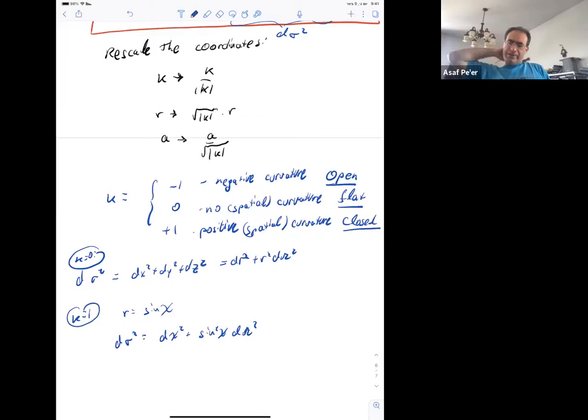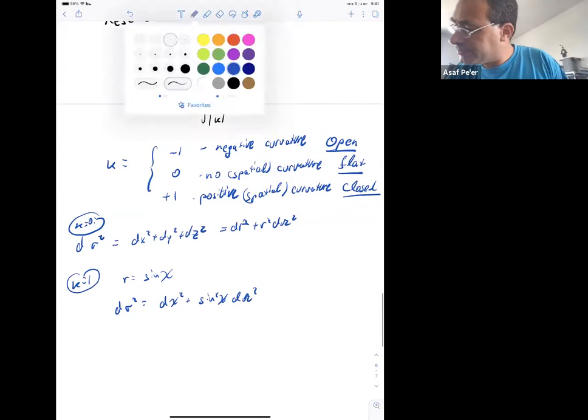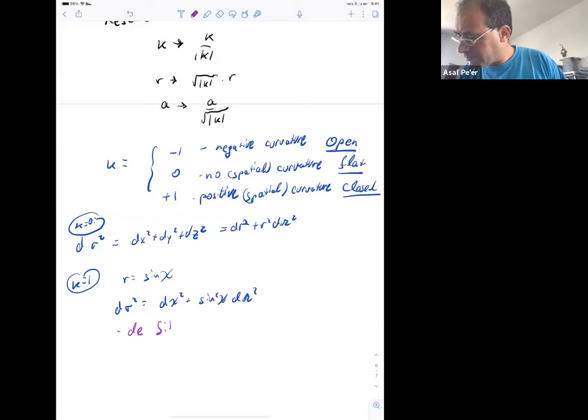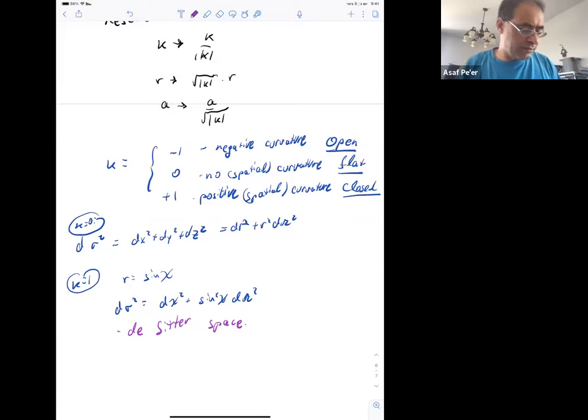That's what it means if it's spatially closed. It's a bit more complicated than that because the scale factor also changes during this travel. But conceptually, this is what's going to happen. And that also has a name. This is called the de Sitter space.